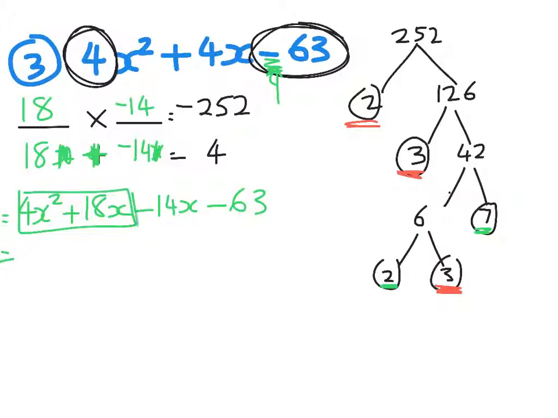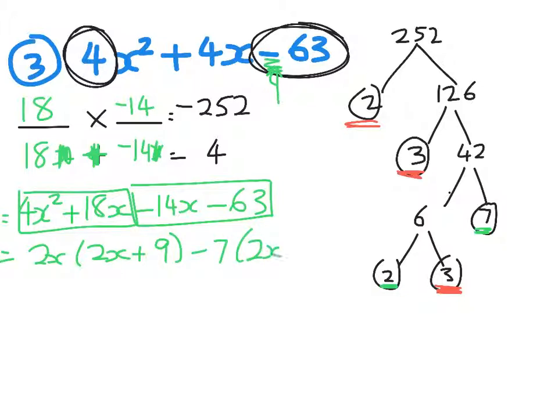Box this, 2x times 2x plus 9 minus 7 times 2x plus 9. 2x plus 9 is my first common factor. 2x minus 7 is my second one.